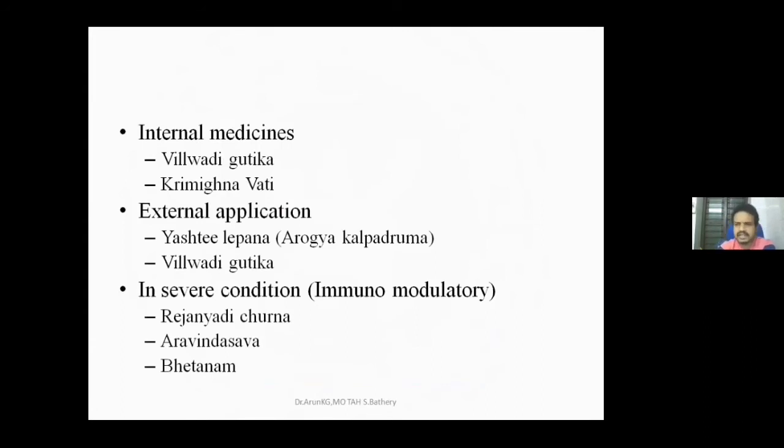Here Vilyadi Guliga, Krimighna internal medicines, then Haridra Lepana and Vilyadi Guliga Lepana, in those which are not severe, will definitely give yield. In severe conditions, we have to go for some immunomodulatory drugs also, and Bhedana. Bhedana is a good treatment of choice.